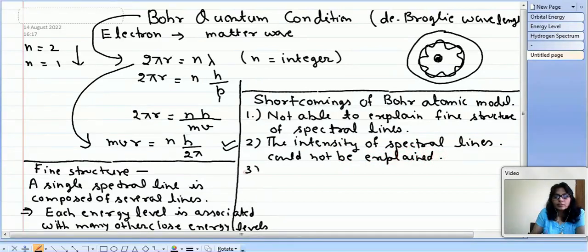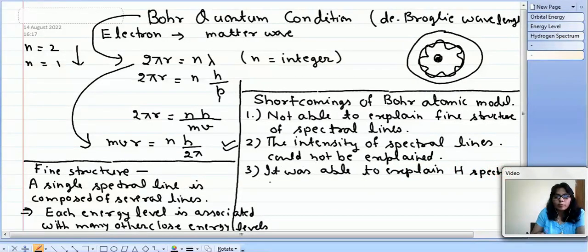Then third, Bohr atomic model was able to explain hydrogen spectrum, but not the spectrum of complex atoms.